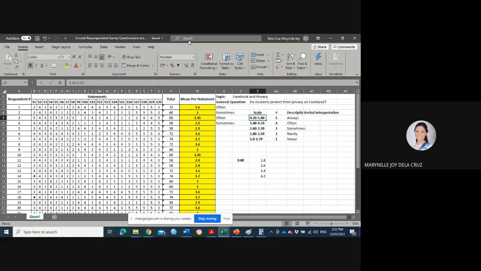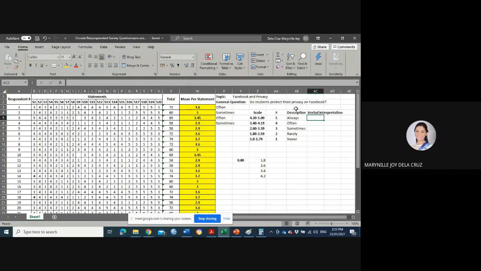Okay, example lang. Now, how are you going to write the verbal interpretation? If this is your highest and this is your lowest, you need to learn how to create an adjective to describe the meaning of always, of this highest, to the Facebook and privacy. When you are talking about always, meaning the number of frequency, di ba? In terms of privacy.